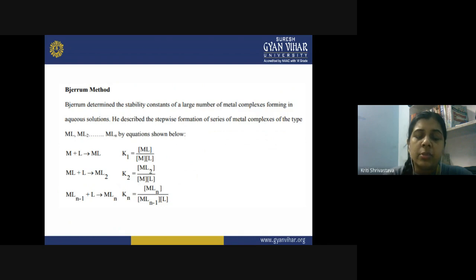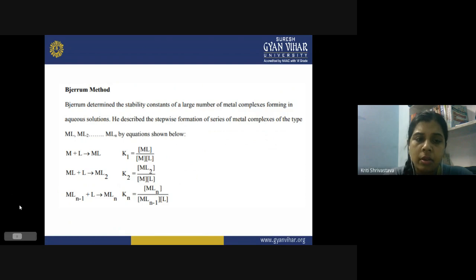Suppose a complex of the composition MLn has to be formed. So it will be formed in different stages: ML, then ML2, ML3, ML4, and like this MLn-1, and lastly MLn. So in the various steps, in the various stages, this complex formation is taking place, and for each of the steps, we can write a stepwise stability constant.